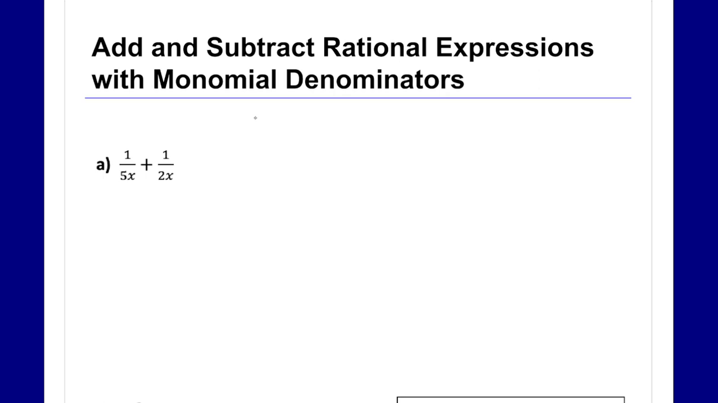So in this case, the lowest common denominator would have to have an x, which they both do, so that's good. But for the numbers, the lowest common multiple of 5 and 2 would be 10. So 10 is the smallest number that both 5 and 2 go into.